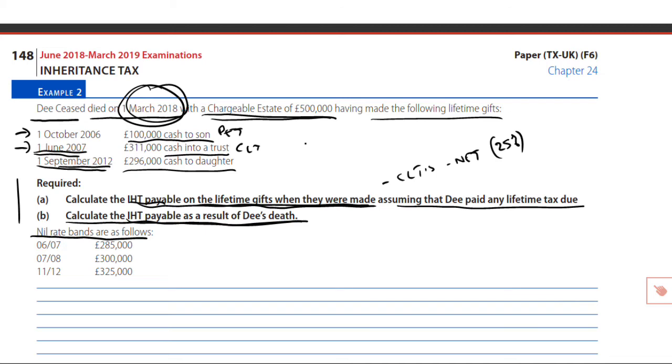But at this point, when it was made, June 07, it's a CLT. That's the transfer of value. Would there have been any deductions from that? Well, yeah, if there were any annual exemptions. June 07 is in the 07-08 tax year. There was a PET that predated it, October 06. That is in the 06-07 tax year. So the CLT will have available the annual exemption for 07-08, the current tax year.